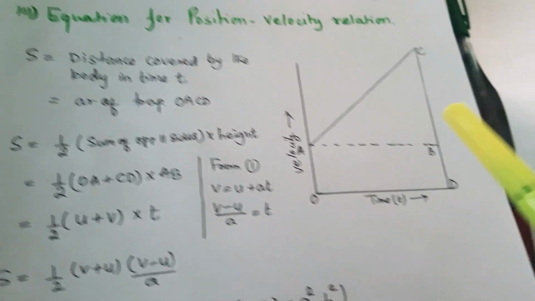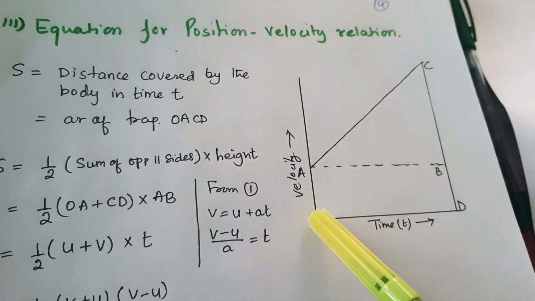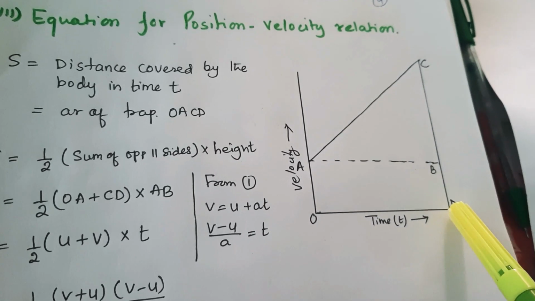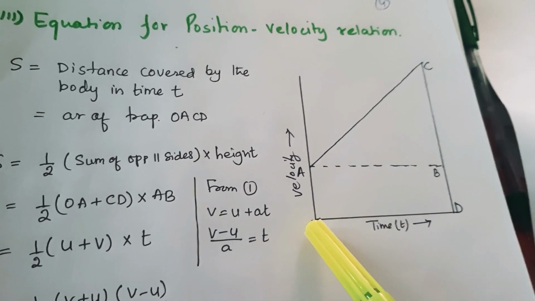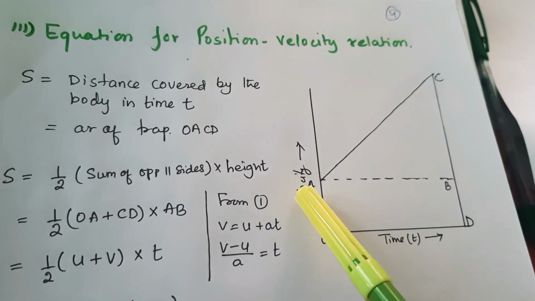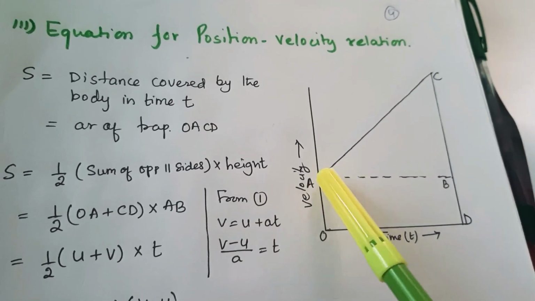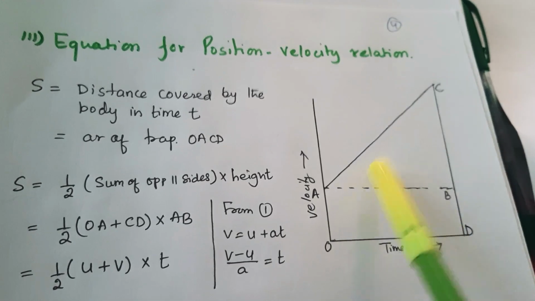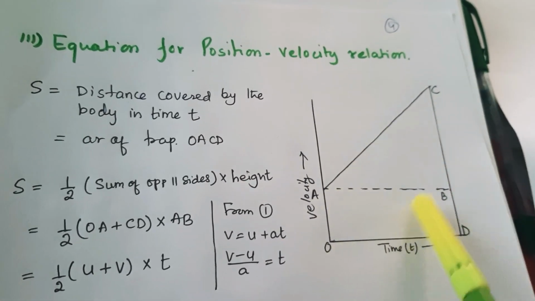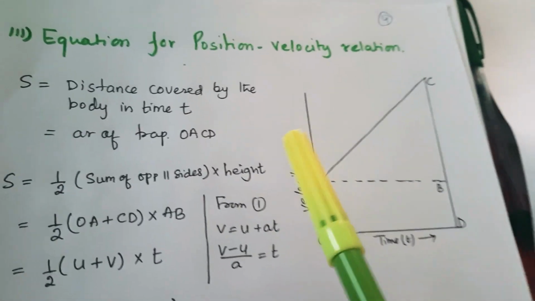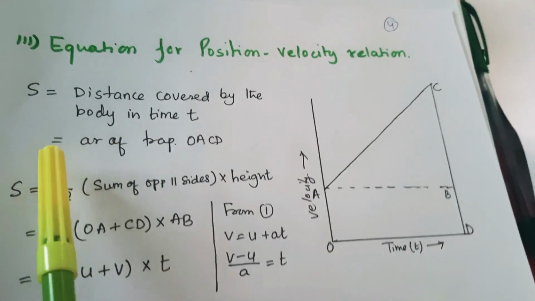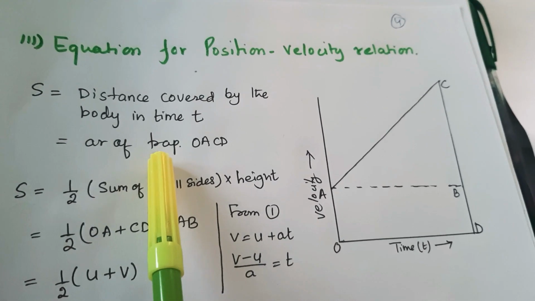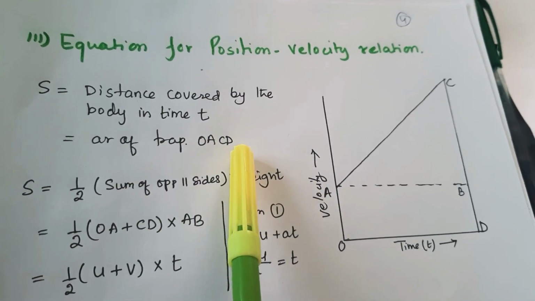Look here in this graph, what we have is OACD. This is a four-sided closed figure with one pair of parallel sides. It means that this is a trapezium. So if I calculate the area of this trapezium, I will get the equation of position velocity. So S is equal to the area of trapezium OACD.